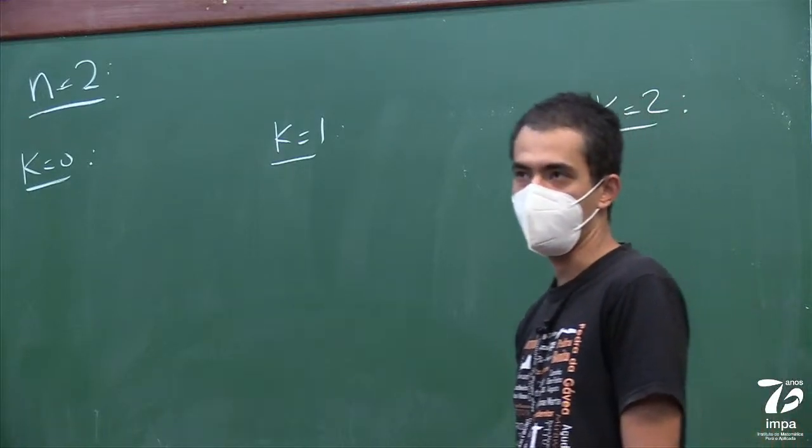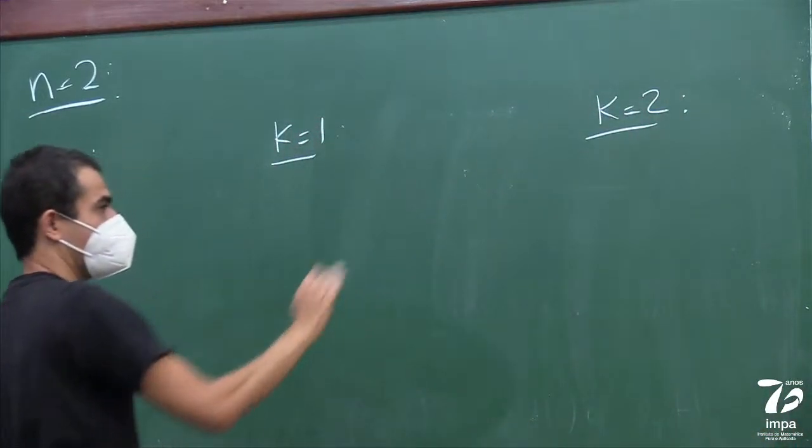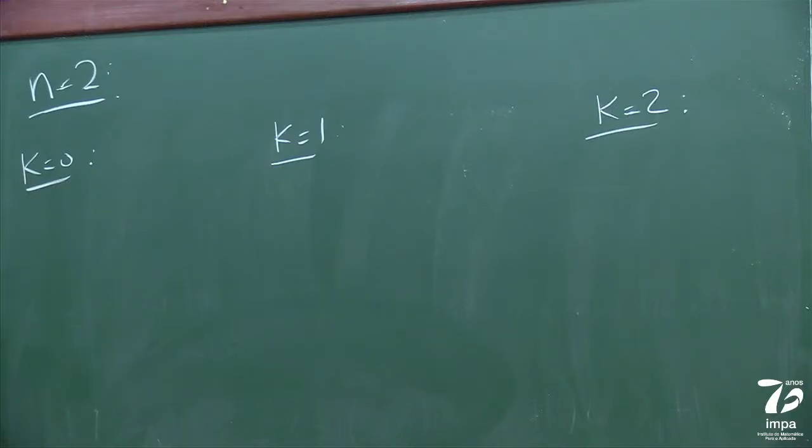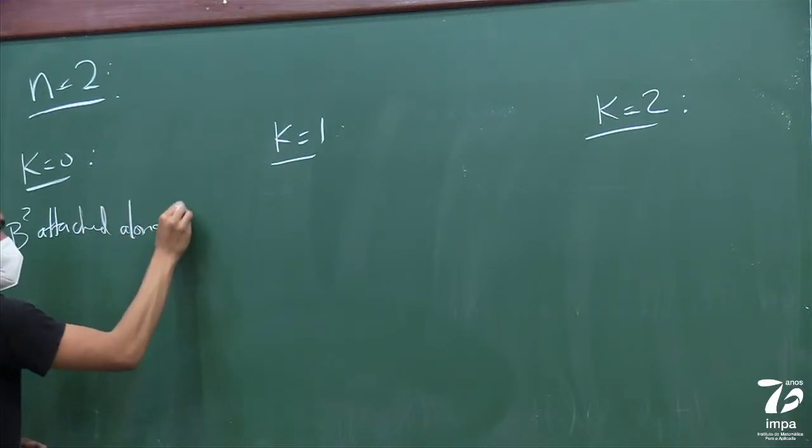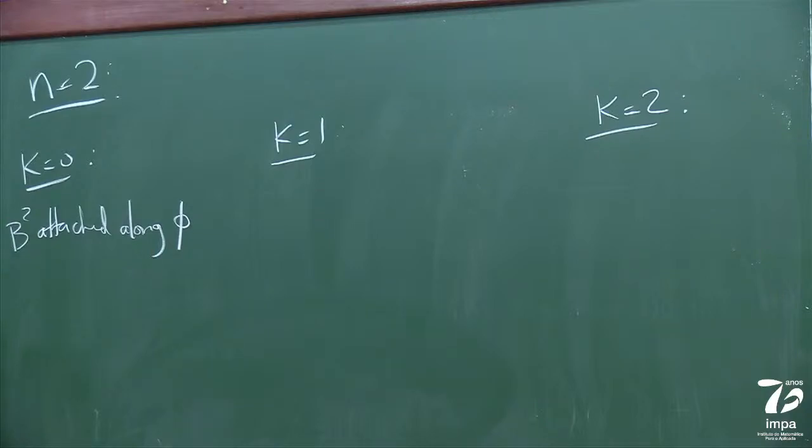So k equals 0, as in any dimension, is just a little ball that's attached to nothing. So it's just a little ball that will start to exist. So this will just be a B2 attached along the empty set. So the picture is, you can just draw it like this. It's a little disk that's attached to nothing. So boom, it appears.